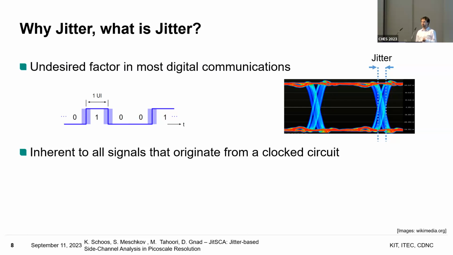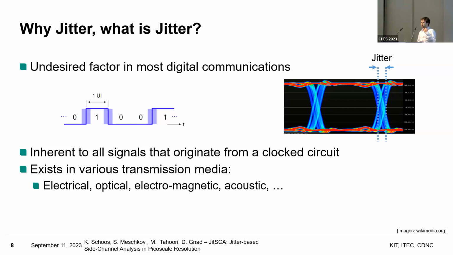Jitter is actually an undesired factor in most digital communications. So if you send any signal and there's some edge, this is typically something that's coming from a clocked circuit. So at some point we see a clock, and this clock is the origin of this jitter, because depending on this clock, we set our signals, and depending on the signals, there will be an output signal leaving our circuit and go out into the world, let's say like this. And this has a small jitter because the clock has a jitter. Now we think this clock jitter is affected by power.